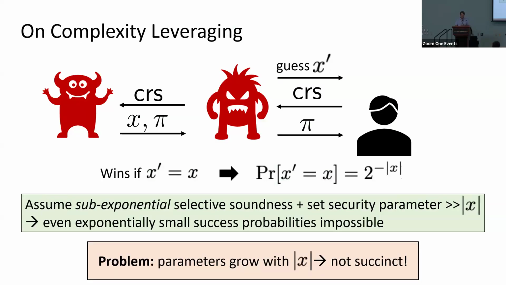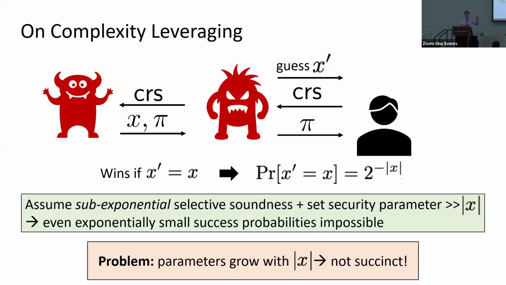Okay, and before I get into the actual meat of the paper, I just wanted to briefly talk about complexity leveraging. So complexity leveraging is often used to upgrade selective security to adaptive security. But in the case of SNARGs, you have to be very careful. So what is the typical approach to lift selective to adaptive security using complexity leveraging? It will look like the following.